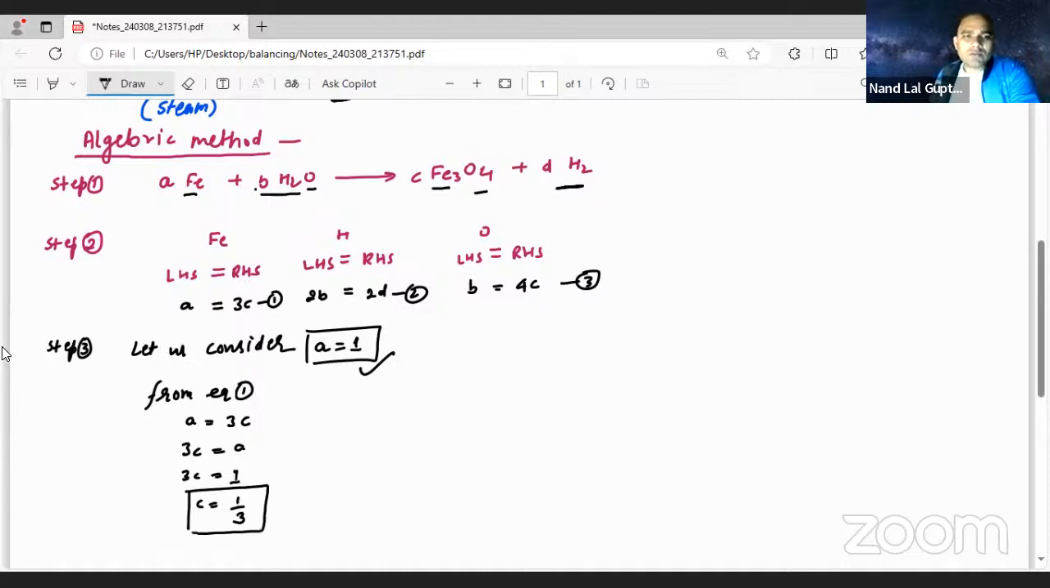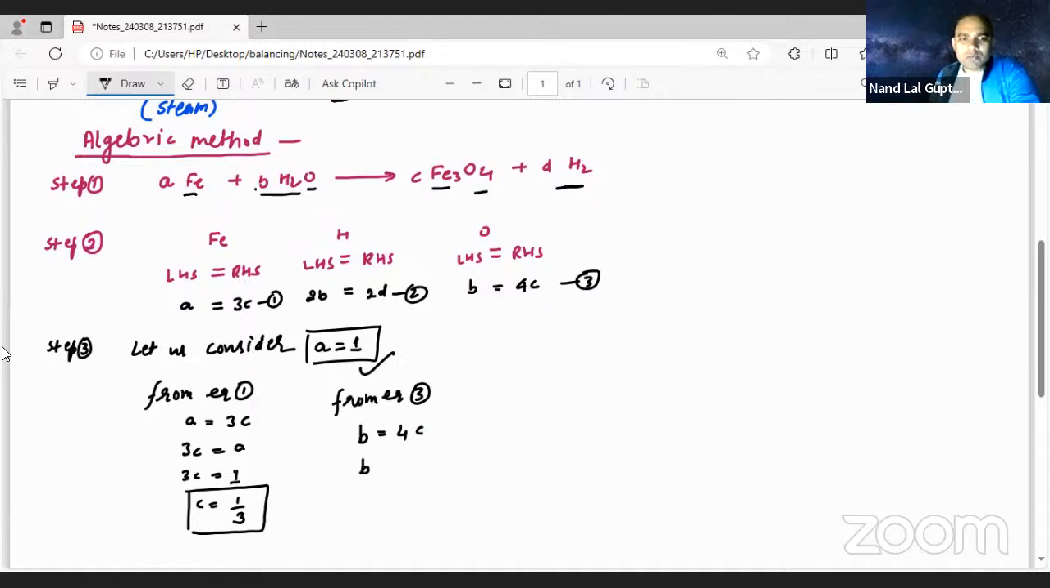Now let us go to equation 2. Till now we did not get the value of B and D, so we cannot use equation 2. So you can go to the next equation. Which equation can you use, students? Equation 3 you can use. So from equation 3, B is equal to 4C.